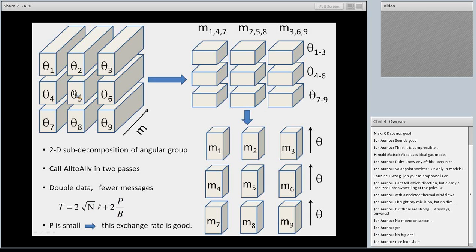Okay. So what's interesting is that you effectively double the data you send, right? You send twice as much data around the network, but if you were sending n messages before, now you're sending 2 times the square root of n messages, and so your latency factor for large n has shrunk by about the square root of n. Generally our problem size is quite small when we're running on many processors, so the bandwidth isn't the issue, it's just the latency. So this is a good exchange.